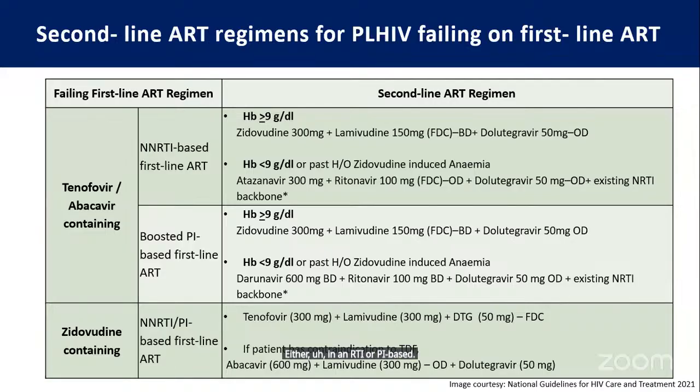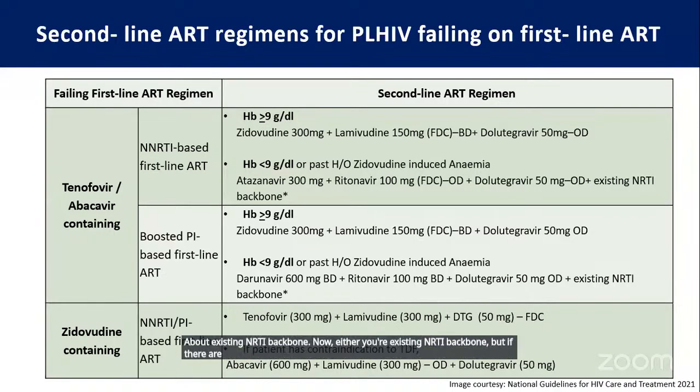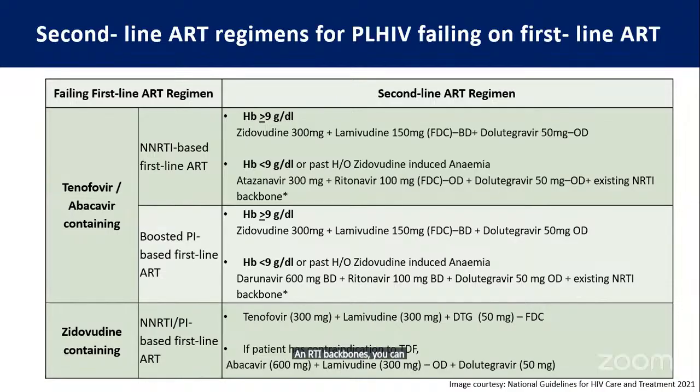Then again, TLD can be a second line regimen for certain patients who have received either NNRTI or PI-based regimen with ZL. If the patient has a contraindication to tenofovir, then abacavir lamivudine can be used along with dolutegravir. Now this asterisk is there. Everywhere it has mentioned the existing NRTI backbone. But if there are side effects or toxicities to existing NRTI backbones, you can also recycle the previously used NRTI backbones.